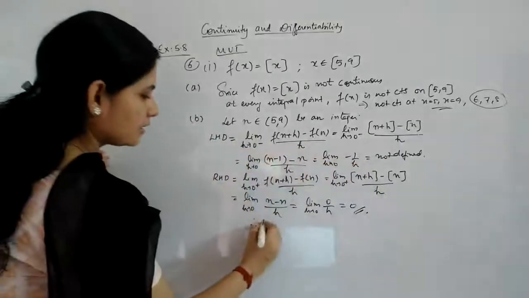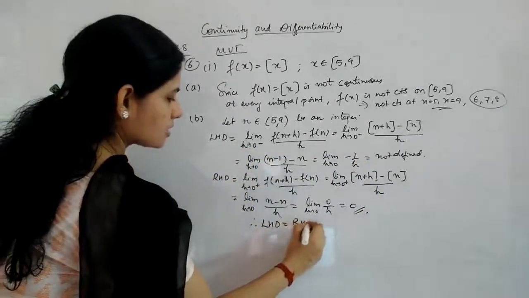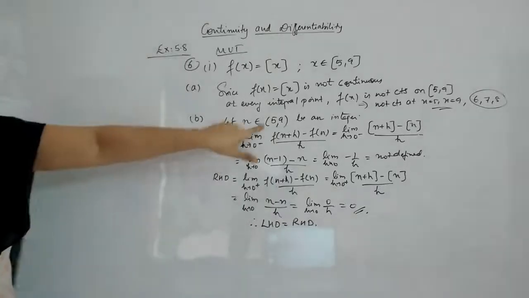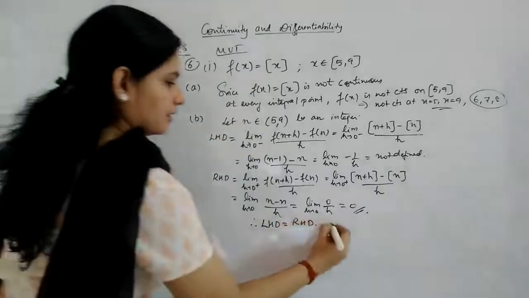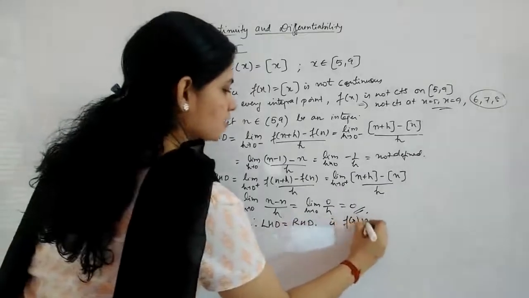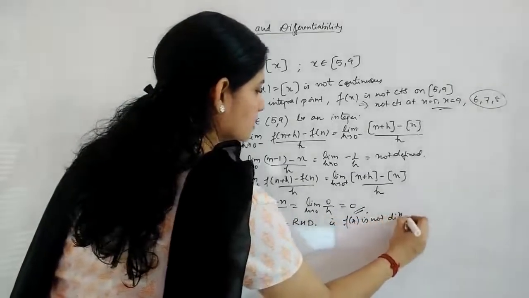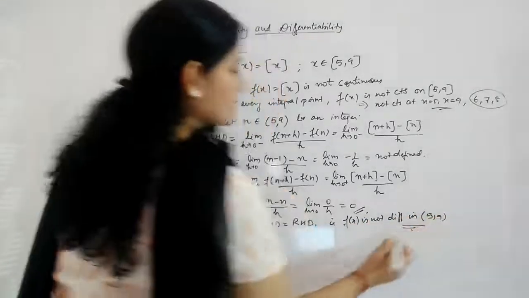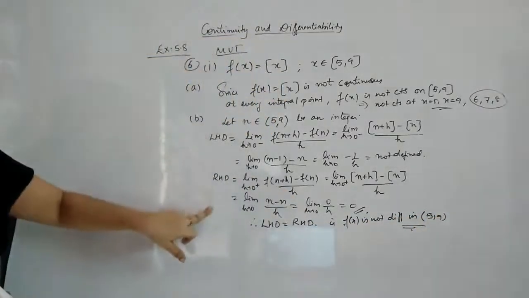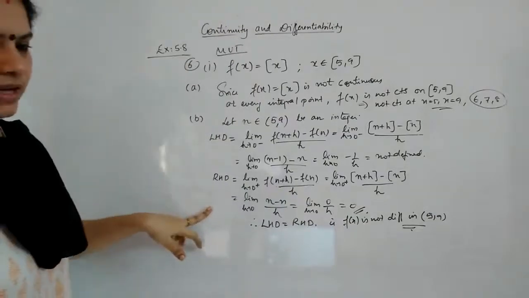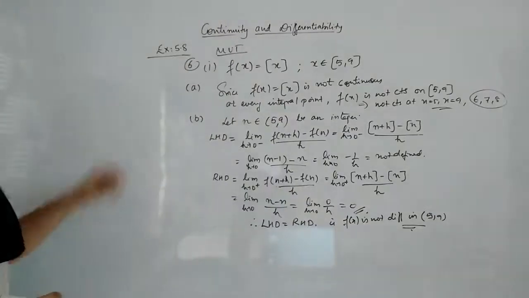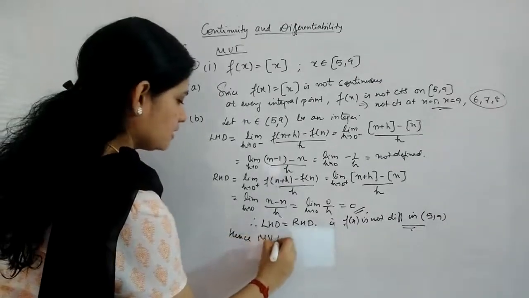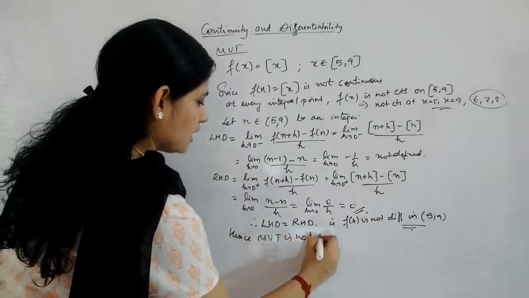So you can say that the LHD is not equal to the RHD. That means f of x is not differentiable in the open interval 5, 9. So both the conditions are not satisfied. That means you cannot apply the mean value theorem. Hence the mean value theorem is not applicable for this function.